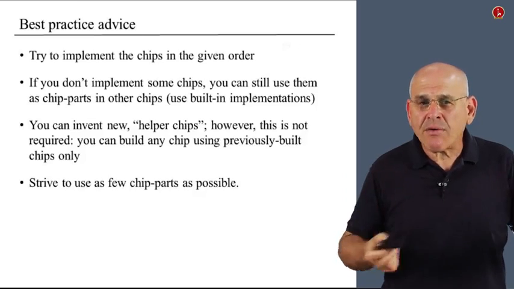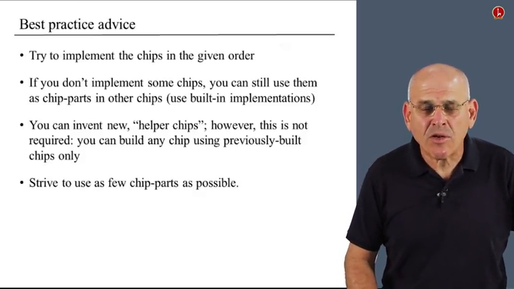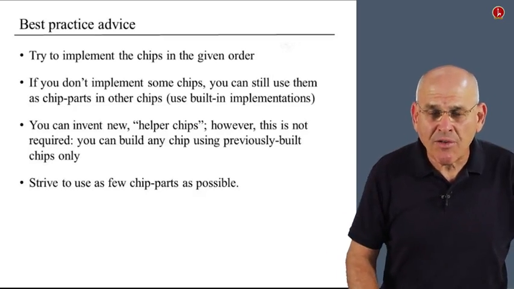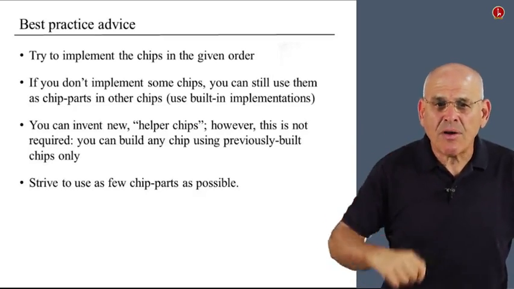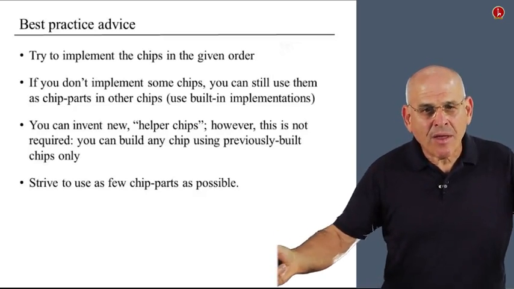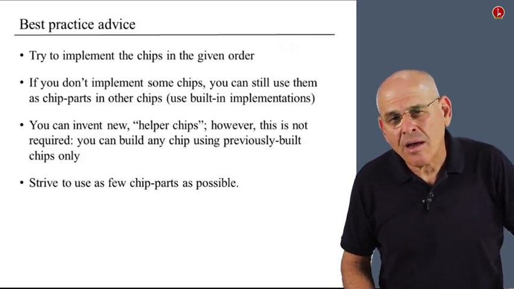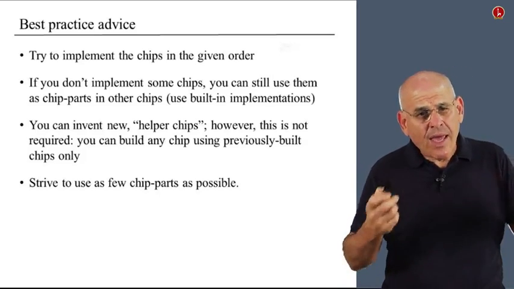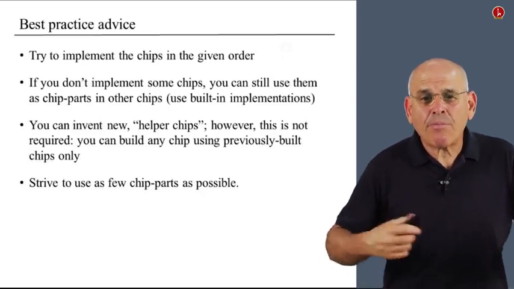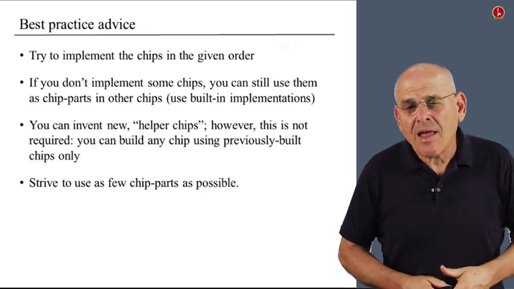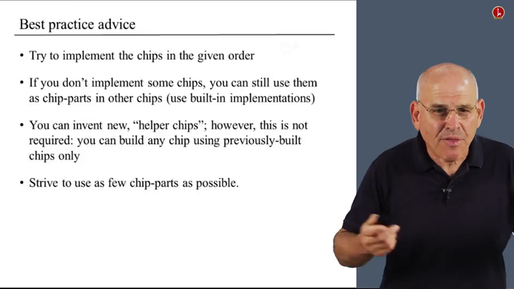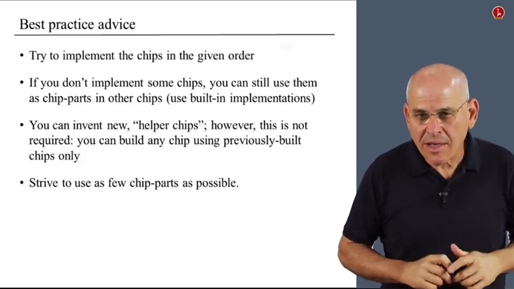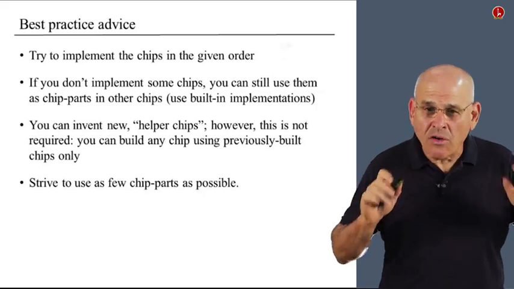So here is some general best practice advice for Project One and for subsequent projects as well. Once again, we recommend that you build the chips in the given order because they are specified from the simpler to the more complex. If you don't implement something, you can put it aside and, if you want, get back to it later. And you can, if you want, design some helper chips, chips that we haven't specified, which will act like private methods in high-level programming. However, this is really not necessary, and we advise that you don't do it.